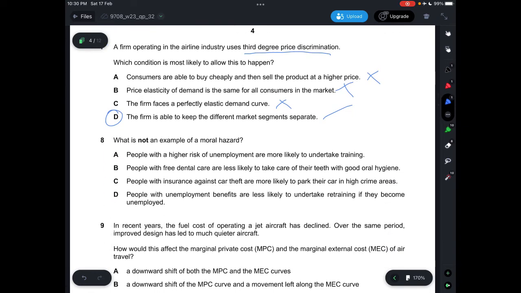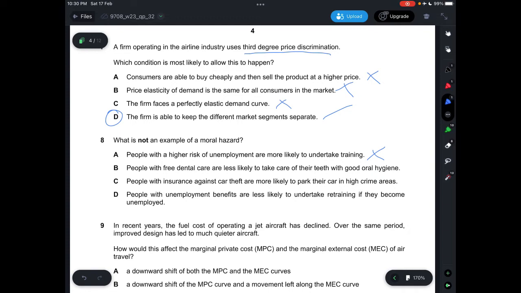Question 8. What is not an example of a moral hazard? So A says people with a higher risk of unemployment are more likely to undertake training. This is not an example of moral hazard. We'll look into why later.